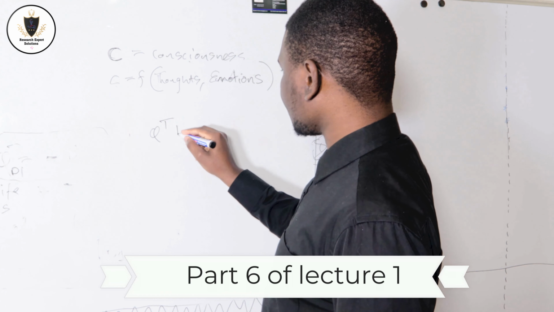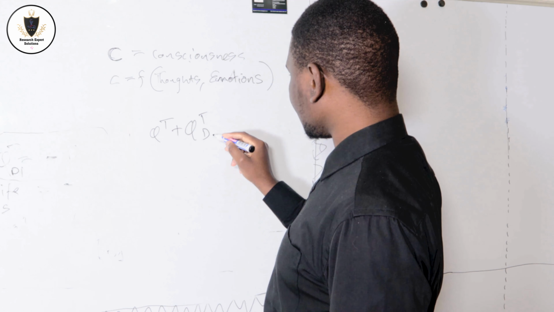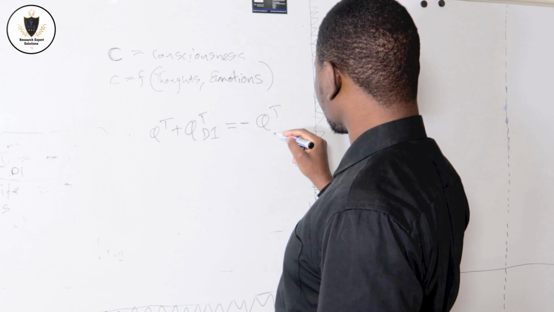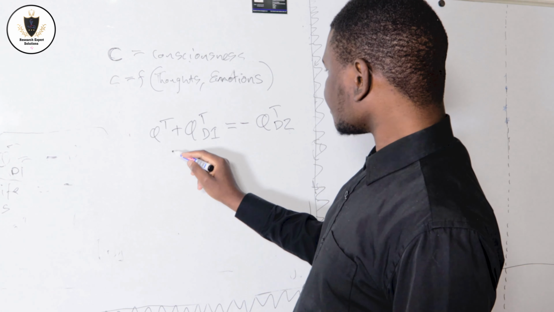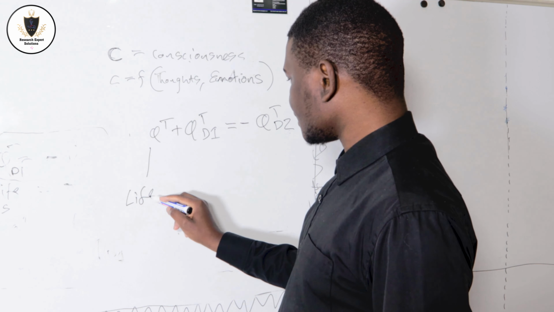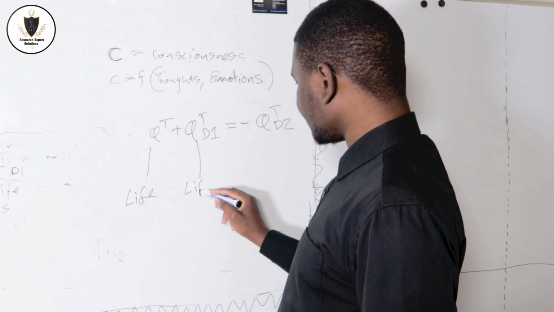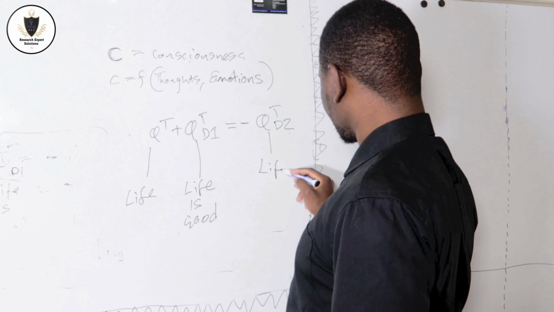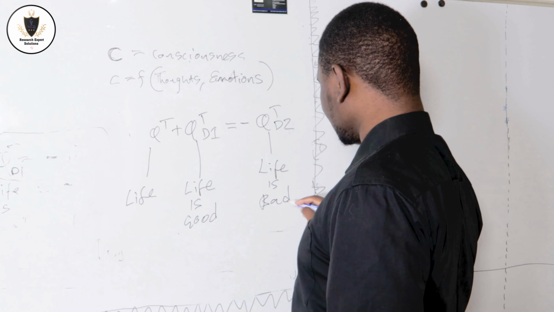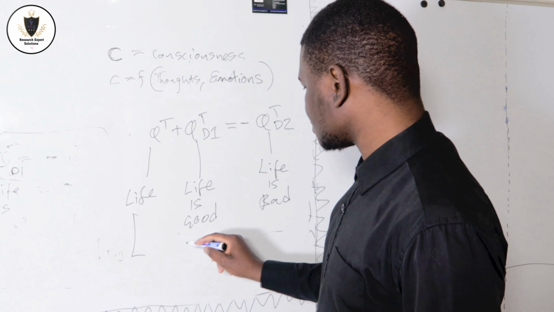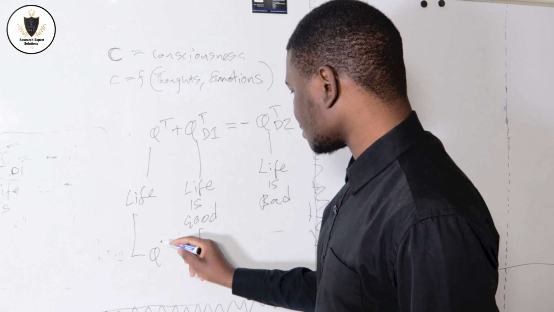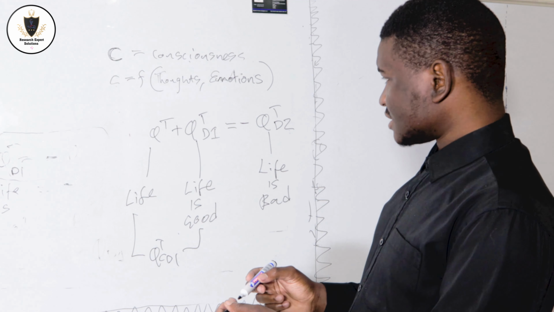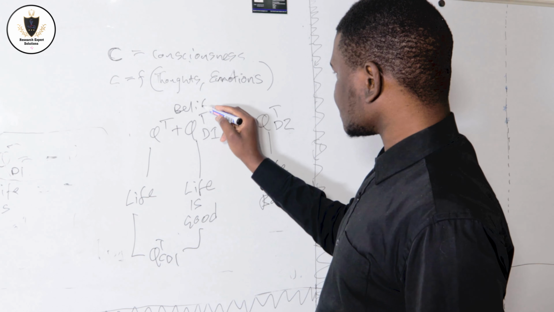Okay, so we have a pure thought plus the other thought, d1 equated to the negative qd2. So, life is good, life is bad. The combination of these two forms a composite thought of descriptive thought 1. So what I'm saying is that this is a belief system.